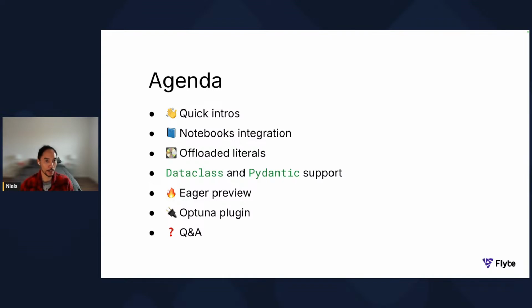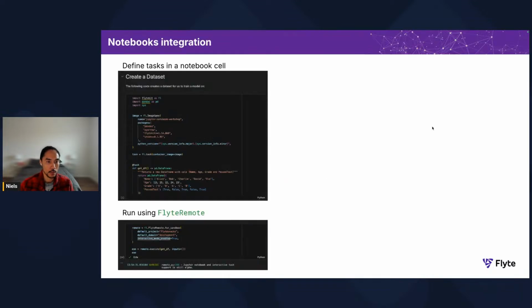As you see in the agenda in front of us, we're going to start off with notebooks, then go into offloaded literals, data class and Pydantic support, a little preview of eager workflows, and then give you a little teaser of the Optuna plugin that actually leverages eager, and finally questions and answers.